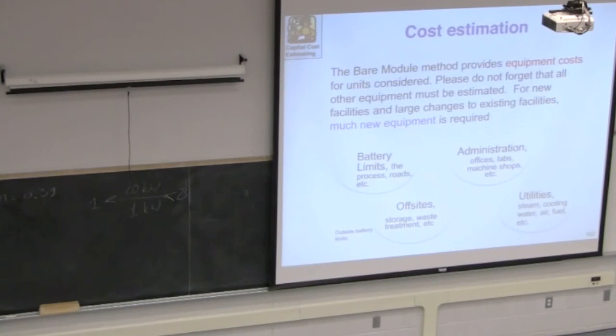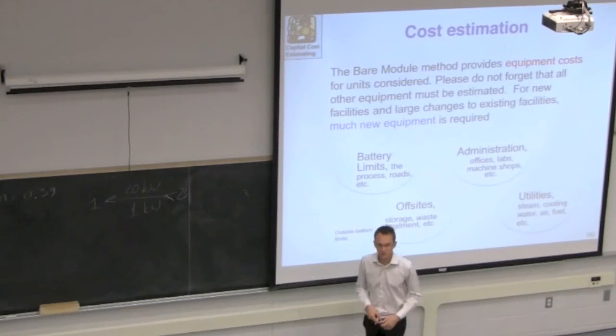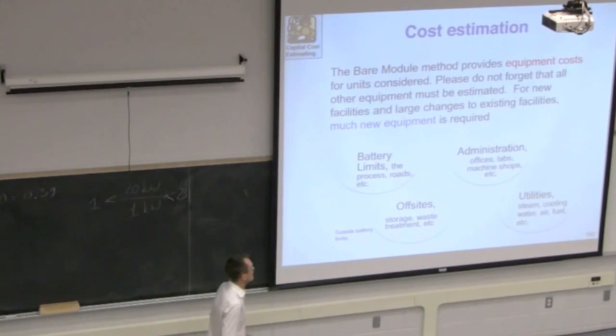Again, if you're coming to a new process, there's other things. You have to build offices to put your people, your labs, machine shops, storage and waste treatment outside the facility. You have to consider the cost of joining up your process to these utilities, building roads around your premises. So again, not every one of us will deal with this in the future, but it's something to consider for a new site.